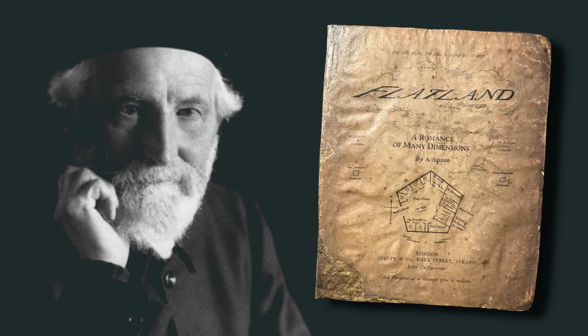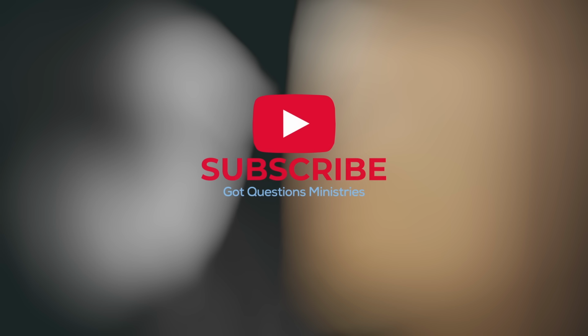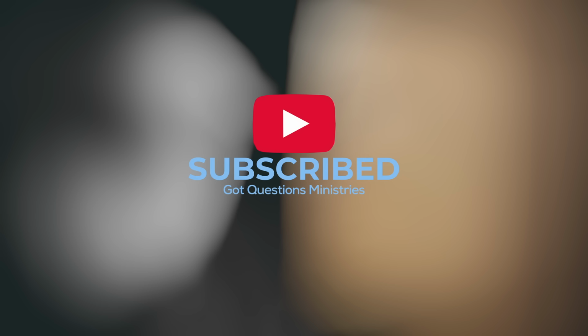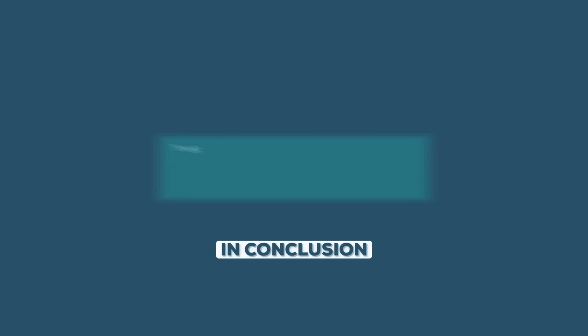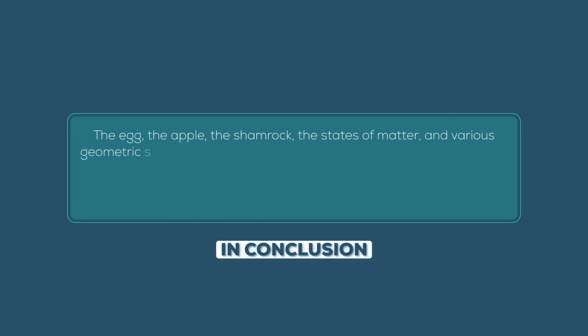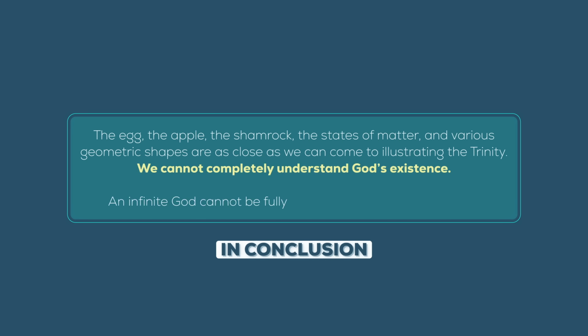We cannot understand the concept of a triune being any more than the flat square could fathom the 3D sphere. But we accept the Word of God, and by faith we understand that God exists in a realm beyond our experience. In conclusion, the egg, the apple, the shamrock, the states of matter, and various geometric shapes are as close as we can come to illustrating the Trinity.